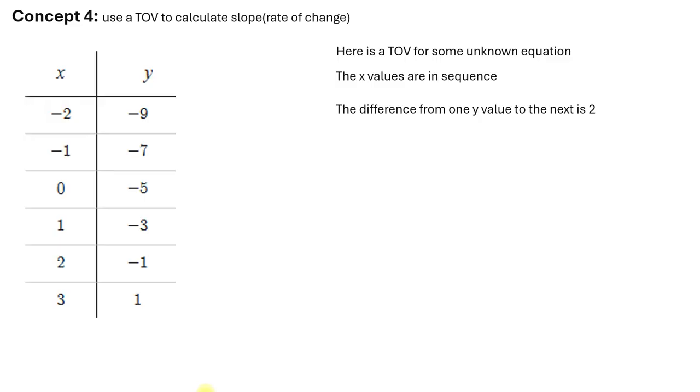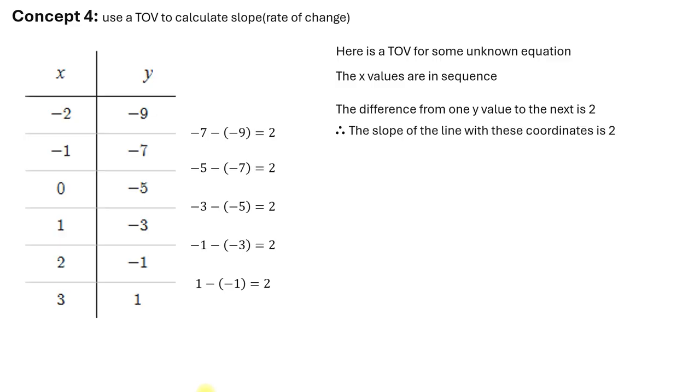What we're interested in now is the difference from one y value to the next. So we subtract negative 9 from negative 7, and get a value of 2. Negative 5 minus negative 7, 2 as well. Negative 3 minus negative 5 equals 2. And the pattern continues. So this tells us that the slope is 2, or the rate of change, or the difference in y is 2.